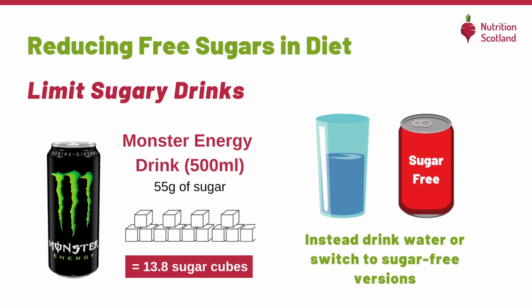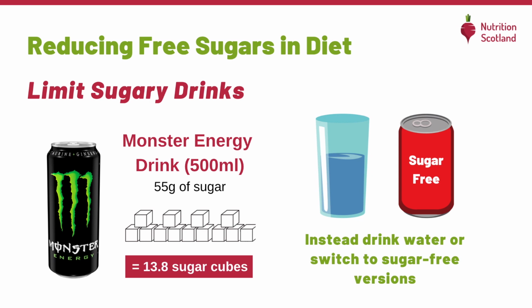Okay, so in the beginning we found out that 1 can of Coca-Cola can put us over our recommended daily intake of free sugar. But this isn't the only drink that contains lots of sugar. In fact, a lot of sugar-sweetened drinks are very high in sugar. Take this Monster Energy drink as an example. One 500 milliliter can of this contains 55 grams of sugar. That is the equivalent of almost 14 sugar cubes.